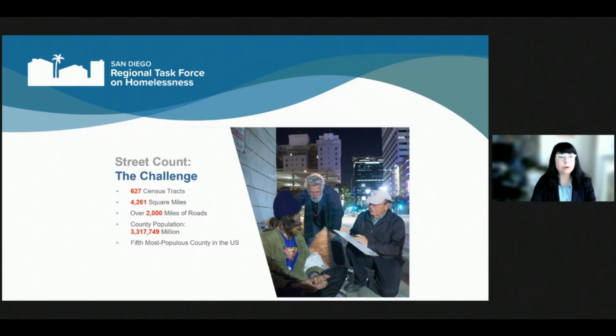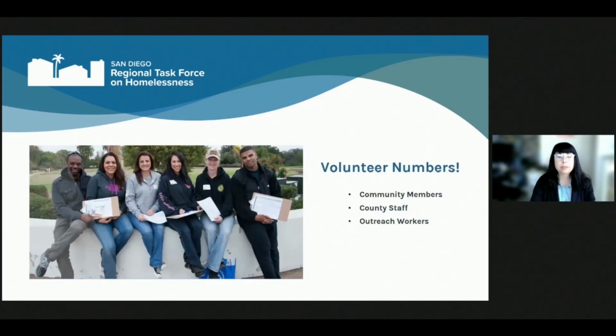So the way that we attack this challenge is with our volunteers. San Diego as a community is very involved in our point in time count. Annually, we have about 1,000 community members that sign up to do the point in time count. They generally volunteer at the deployment sites within their neighborhoods where they live. We have 35 deployment sites the night of the count.